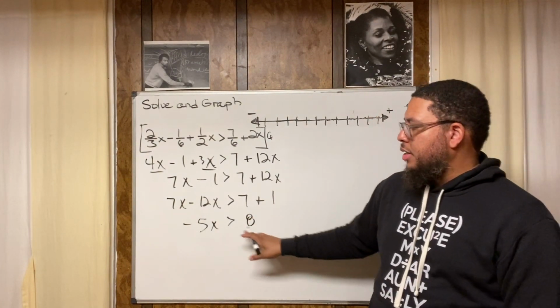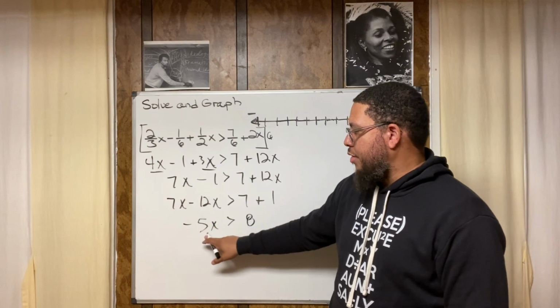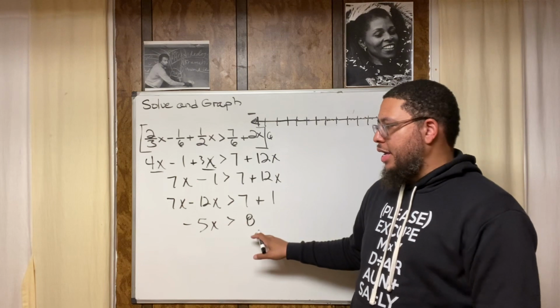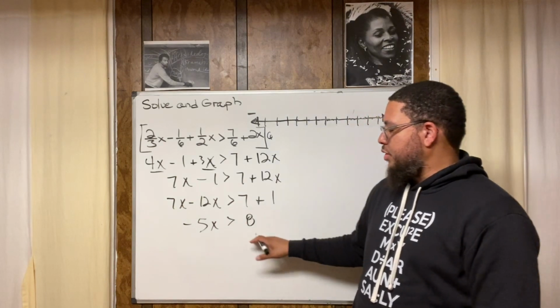-5x is greater than 8 because 7 minus 12 is -5. So now I got -5x. 7 plus 1 is 8. So now I got 8, right? So -5x is greater than 8.